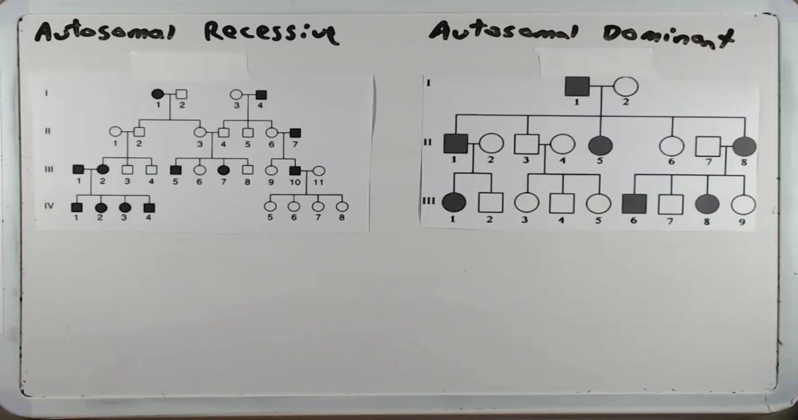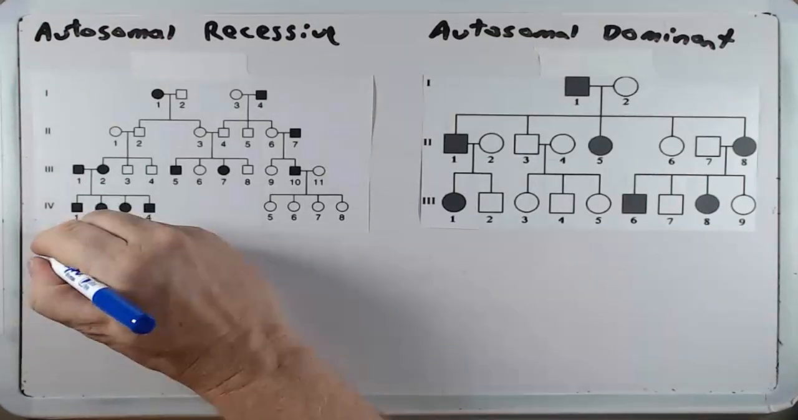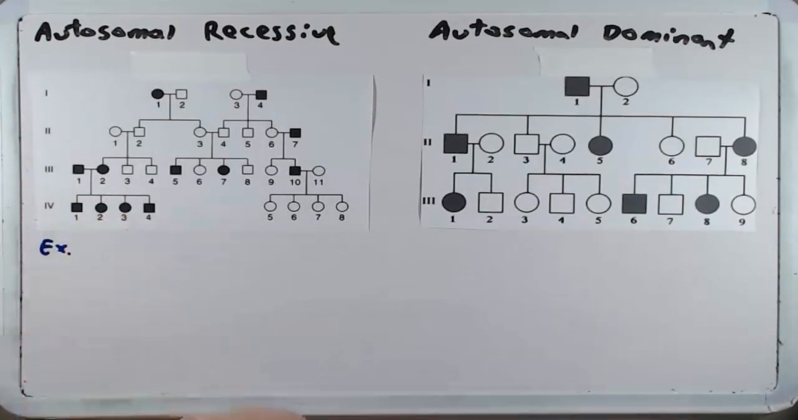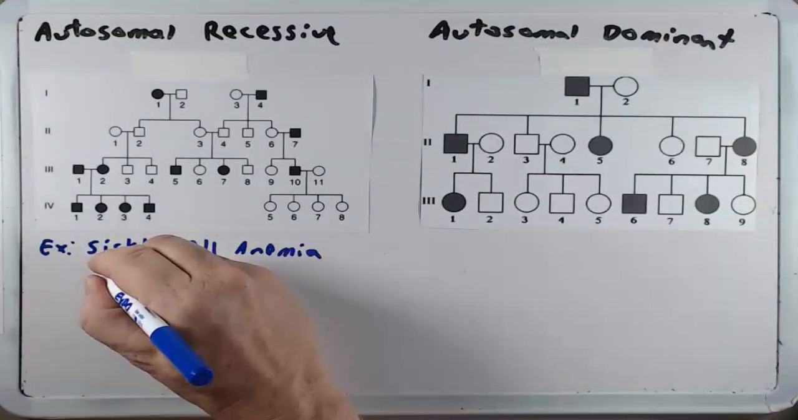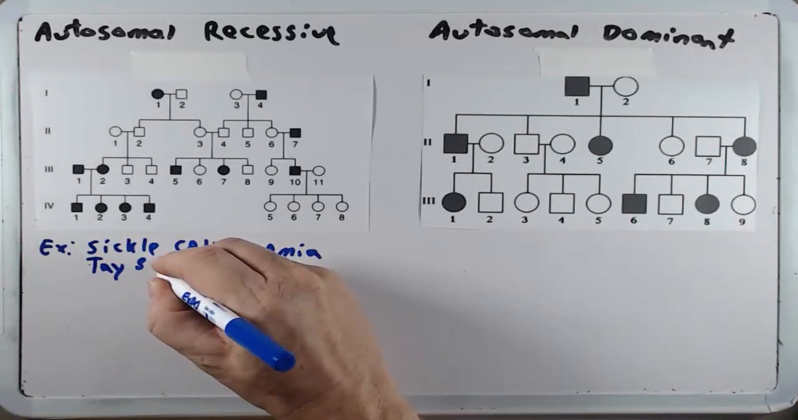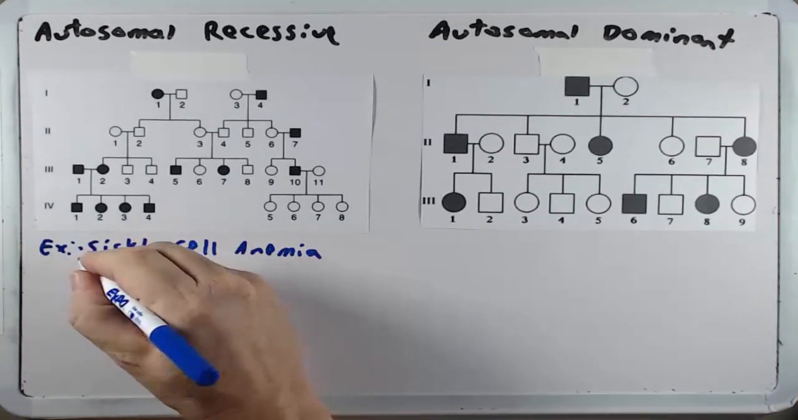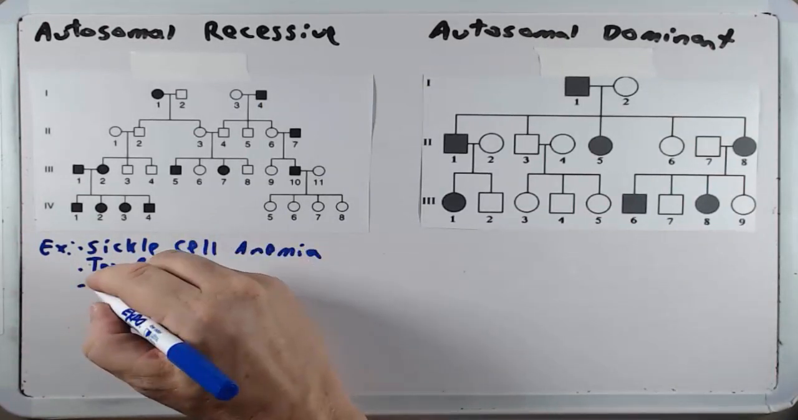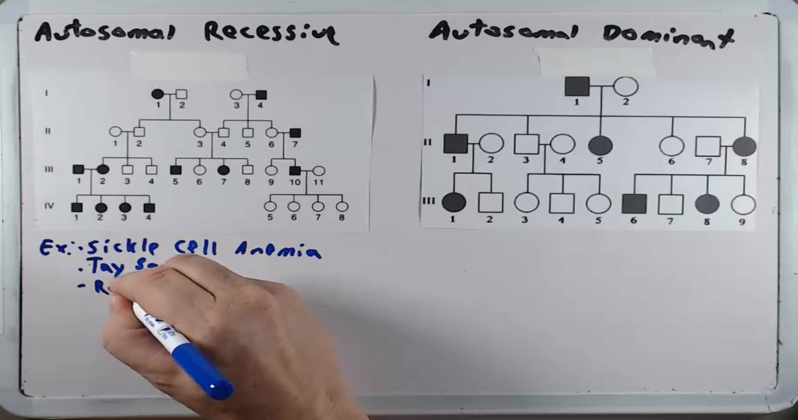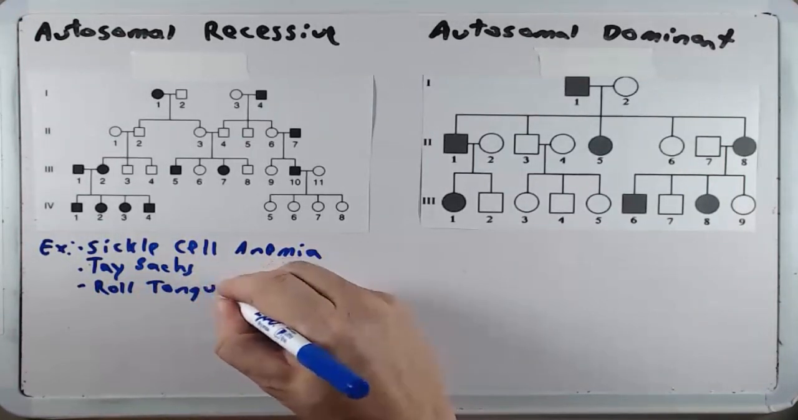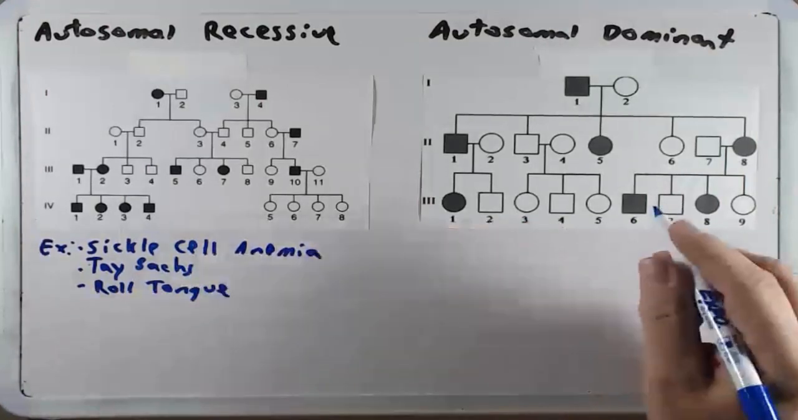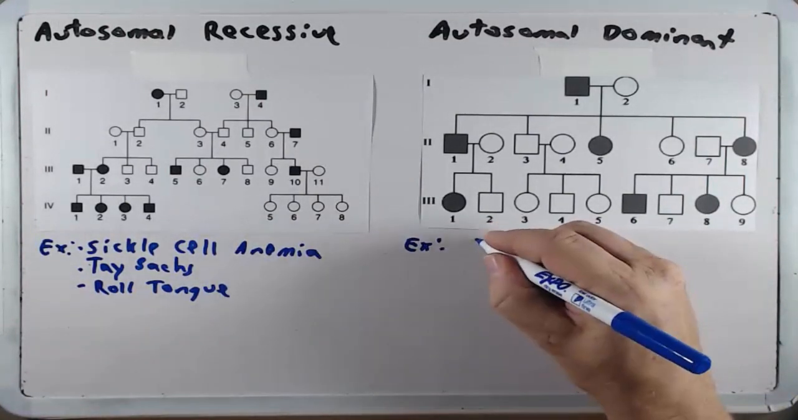Okay, so let's look at two pedigrees. On the left is a pedigree of an autosomal recessive trait. On the right is a pedigree showing the inheritance of an autosomal dominant trait. And let's first write down a couple examples of such traits. Sickle cell anemia would be an example of an autosomal recessive trait. Another disease called Tay-Sachs is an autosomal recessive trait. Something that's not a disease but is a trait would be the ability to roll your tongue. Some of us can do that, some of us can't. Some examples of autosomal dominant traits include Huntington's disease.